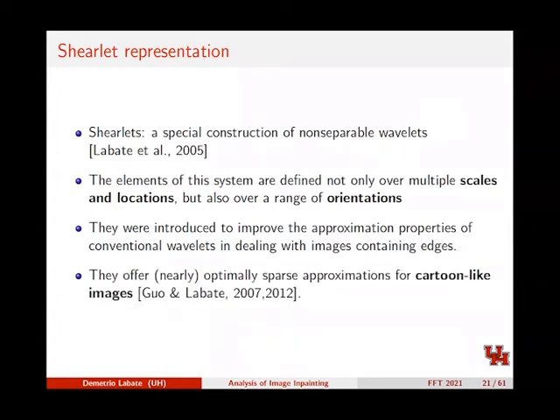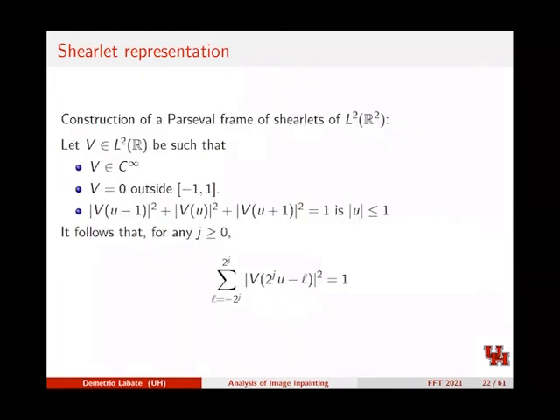And specifically, this is how multiscale system and image model meet, right? So the shearlets offer essentially optimal sparse approximation for the cartoon-like images that I introduced before and that are chosen as the model for my images to paint. Okay, so how do we build the Parseval frame of shearlets?